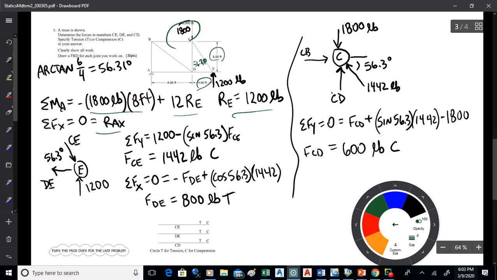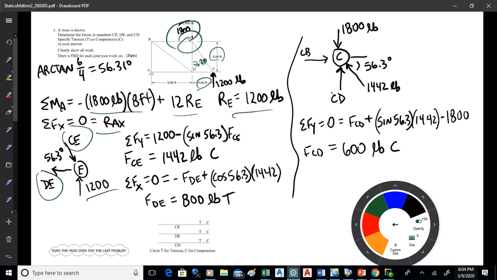Okay, and we don't really need RA, really not REX or even REY. We're just going to be working around joint E, so I guess I just left it at that. All right, go to joint E. That's the place to go because you have a known force and only 2 unknowns. I had a number of people try and start at C, but that just doesn't work because you've got 3 unknowns up there. It's just too many to handle, so you really do have to start at E.